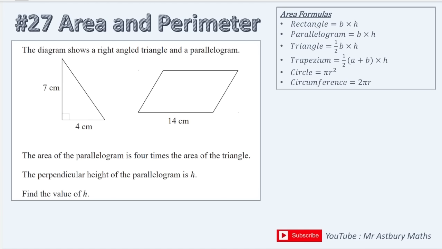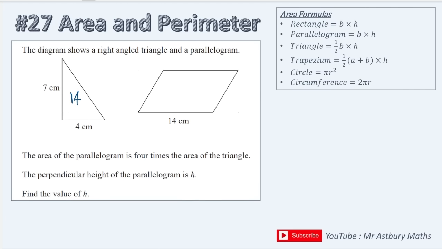We have a triangle and a parallelogram, and it's asking me to work out the height of the parallelogram, given that the parallelogram is 4 times the area of the triangle. So let's first work out the area of the triangle. It would be 7 times 4 halved, which is going to be 14.